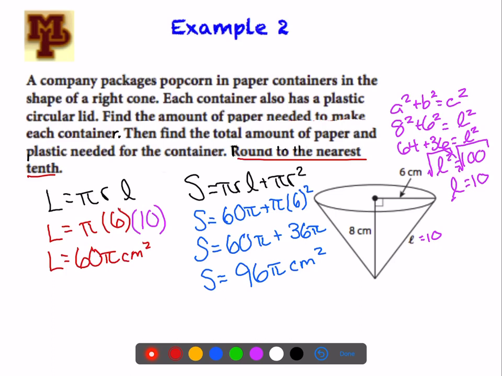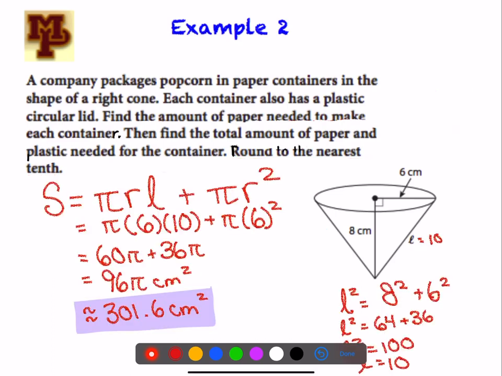Now from here I'm going to go ahead and multiply those out, clean it up a little bit for you guys, and we see that we need 301.6 centimeters squared for the surface area of this entire cone. For just the paper, let me go ahead and multiply that out. We have 60 times pi, so 60 pi is equal to 188.4 centimeters squared. So this number right here is for just the paper. Meanwhile, this number down here is for the paper and the plastic.